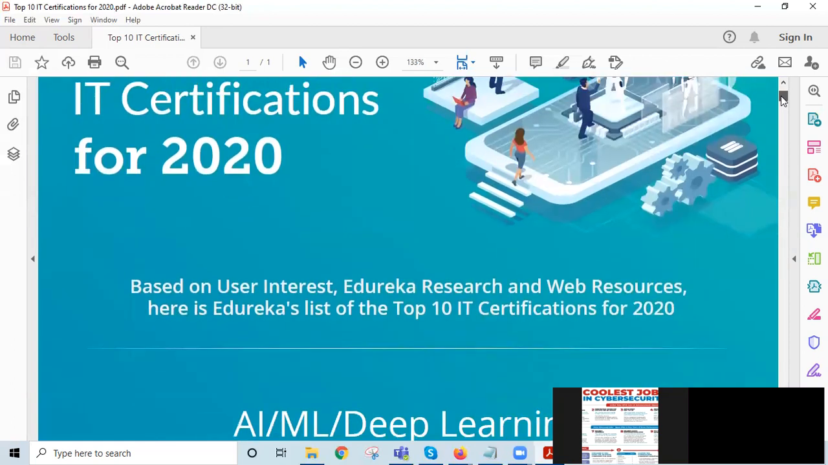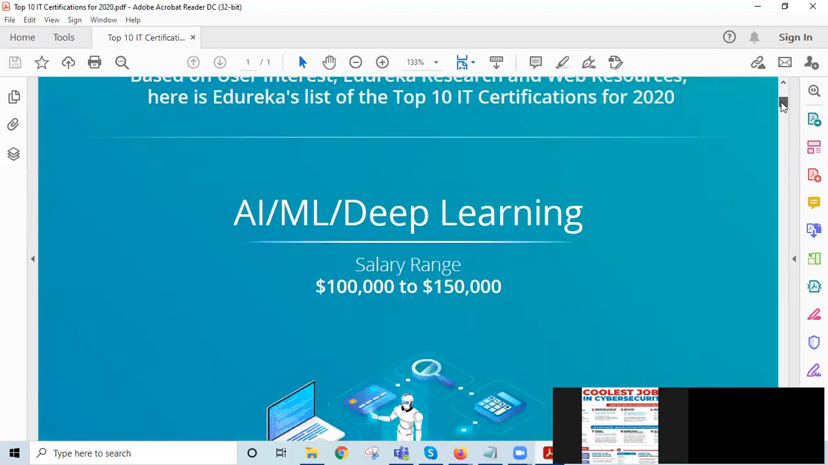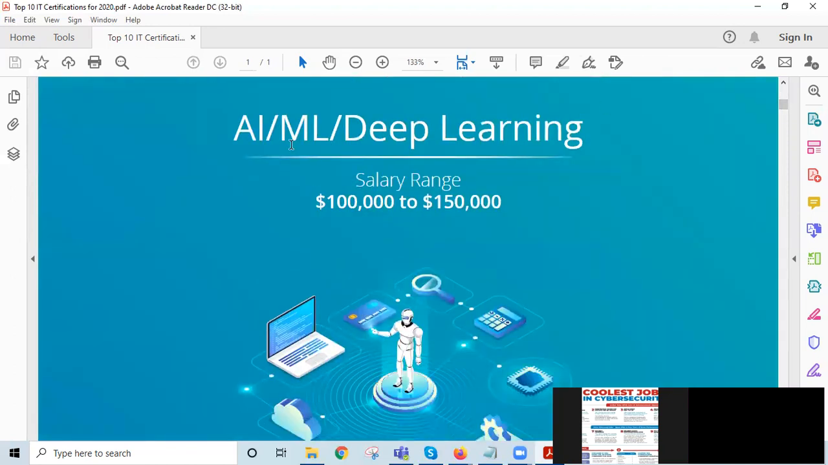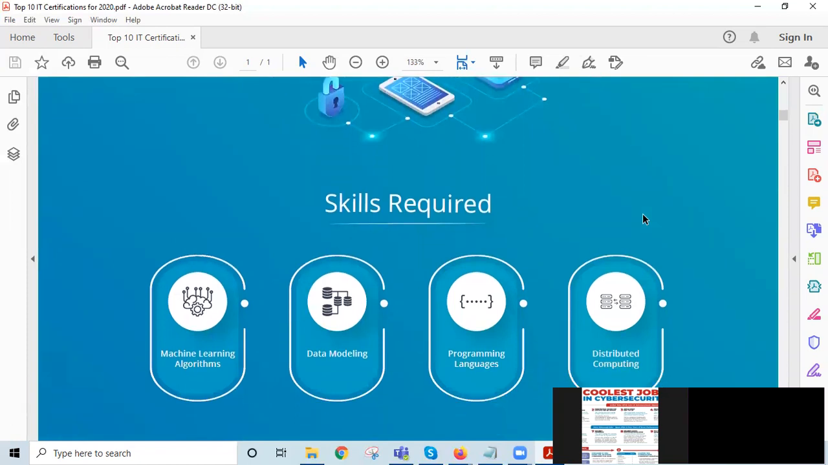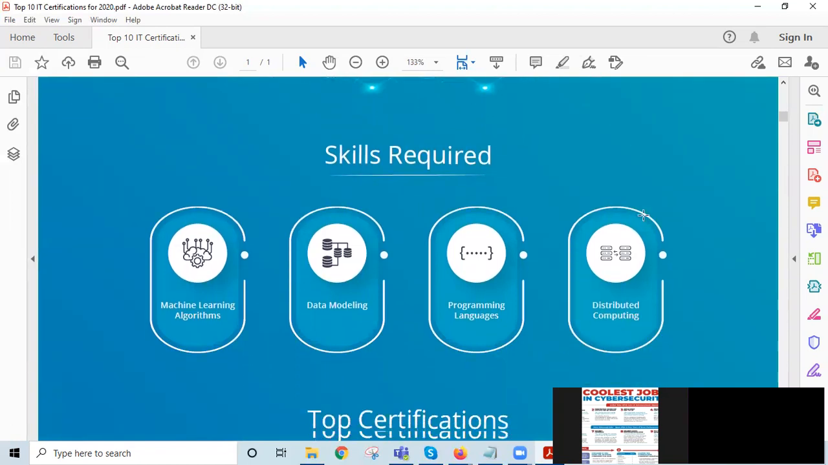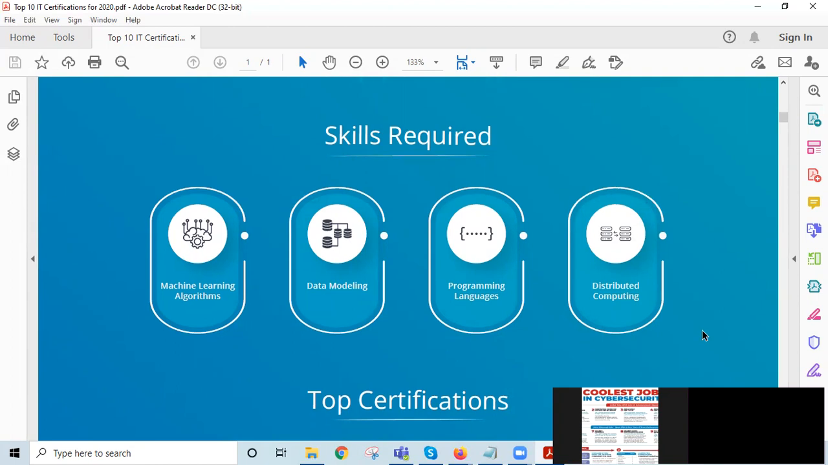So I will tell you where cybersecurity stands. The first certification area right now is artificial intelligence, machine learning, deep learning, and the salary range is also available over there. Skills required: this is more about programming languages, data modeling, and machine learning algorithms. So don't go for this because you don't have a programming background. This is not the use case for you.